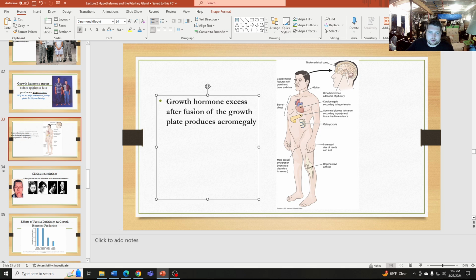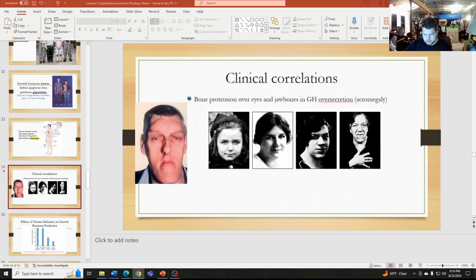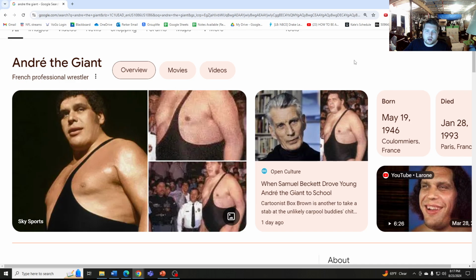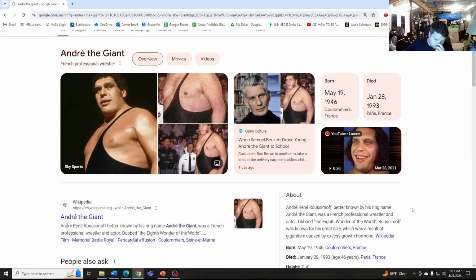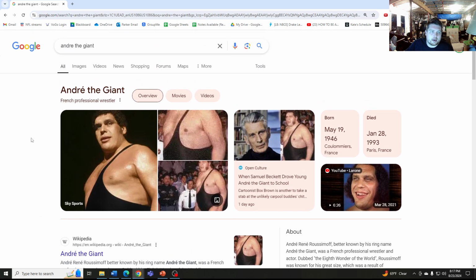After skeletal maturity, so after fusion, by fusion it's referring to skeletal maturity, that produces a condition called acromegaly. If you remember a prominent figure that you'll see, if you've ever seen The Princess Bride, bam, Andre the Giant. He is a very well-known individual who has had acromegaly.